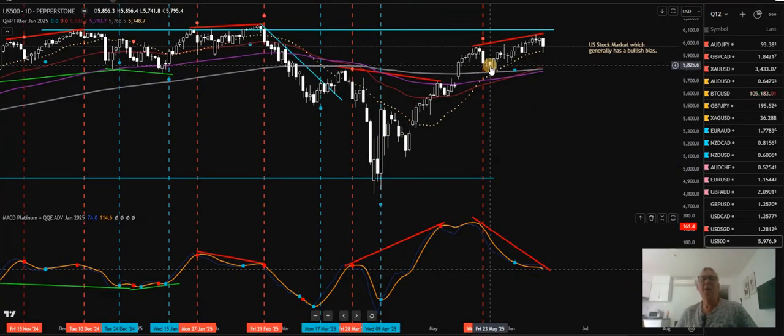Yeah, it's just grinding up, but obviously the markets are a bit in turmoil on Friday because of the Israel-Iran thing. Who knows what's going to happen there? Haven't watched the news today, so I've got no idea.